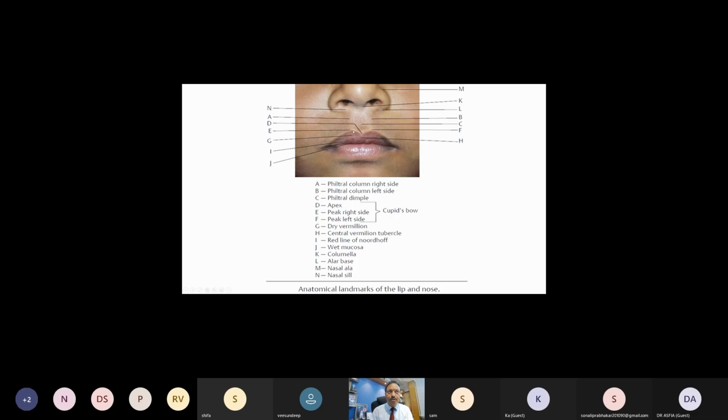as well. So up to the free border and up to the Noordhoff's line, or this junction between the dry and the red mucosa, this should be made symmetrical on two sides. Even if, now listen carefully, even if you have to add some tissue into the dry mucosal area, and we will show you how.